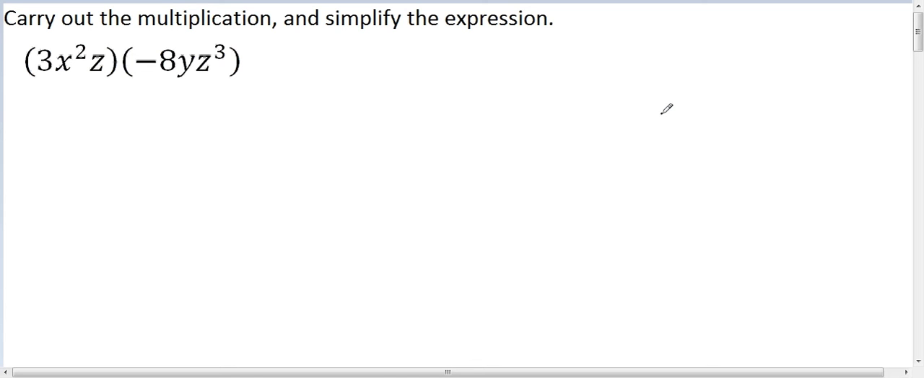Let's take a look at the example. Carry out the multiplication and simplify the expression. The two monomials we're multiplying together are 3x squared z and minus 8yz cubed. So first, we look at the numerical part of the monomials, or the coefficients, which are 3 and minus 8, and multiply them together. 3 times minus 8 is minus 24.